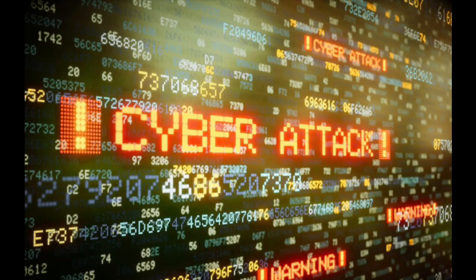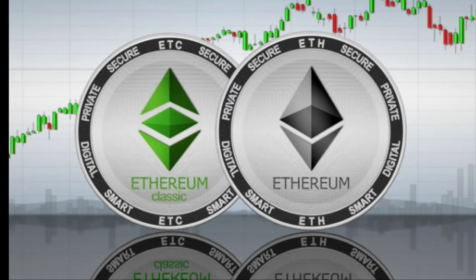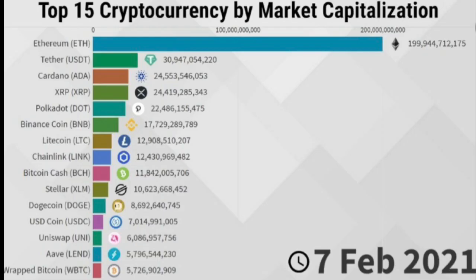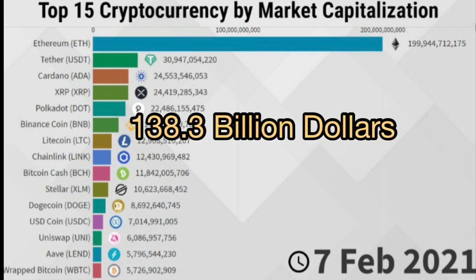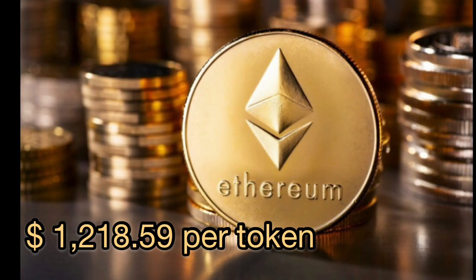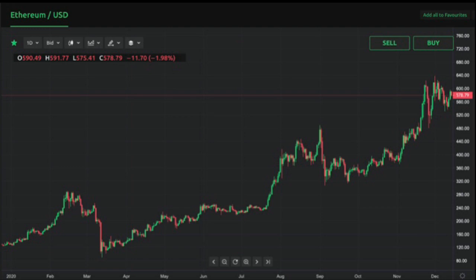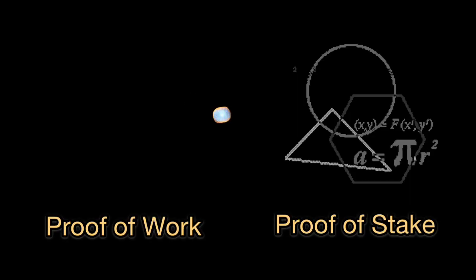Following the attack on the DAO in 2016, Ethereum was split into Ethereum, ETH, and Ethereum Classic, ETC. As of January 2021, Ethereum, ETH, had a market cap of $138.3 billion and a per-token value of $1,218.59. In 2021, Ethereum plans to change its consensus algorithm from proof-of-work to proof-of-stake.